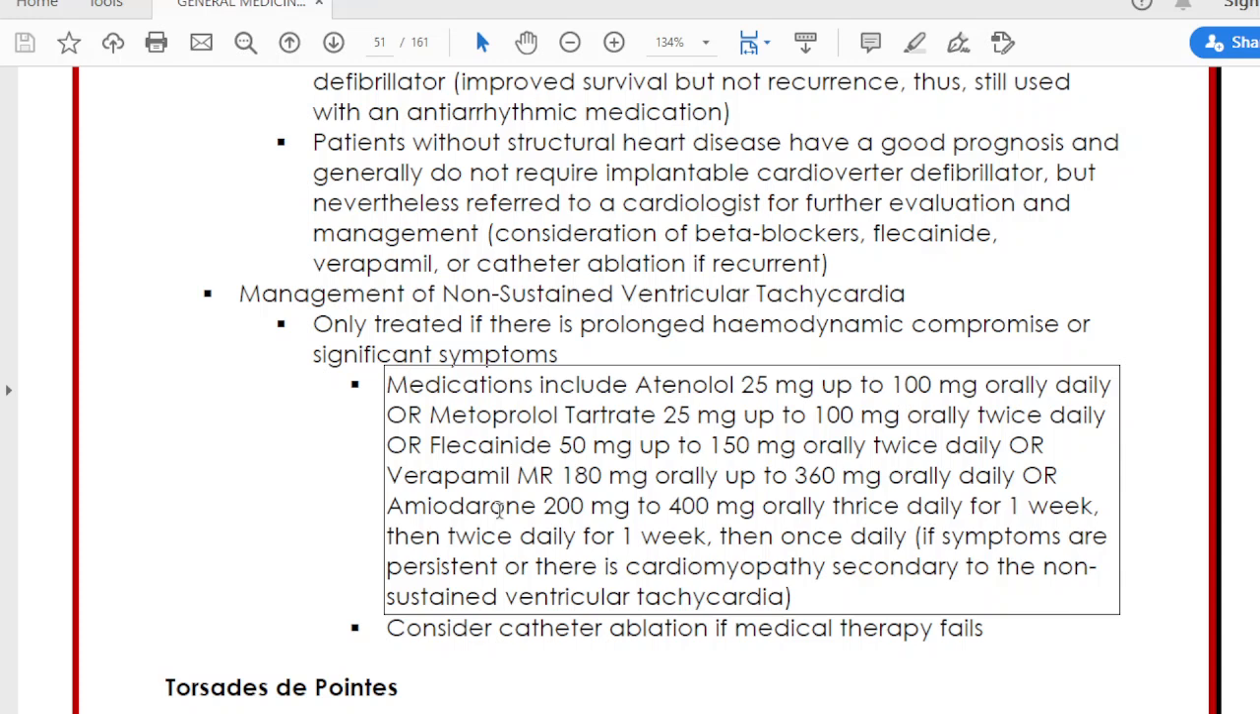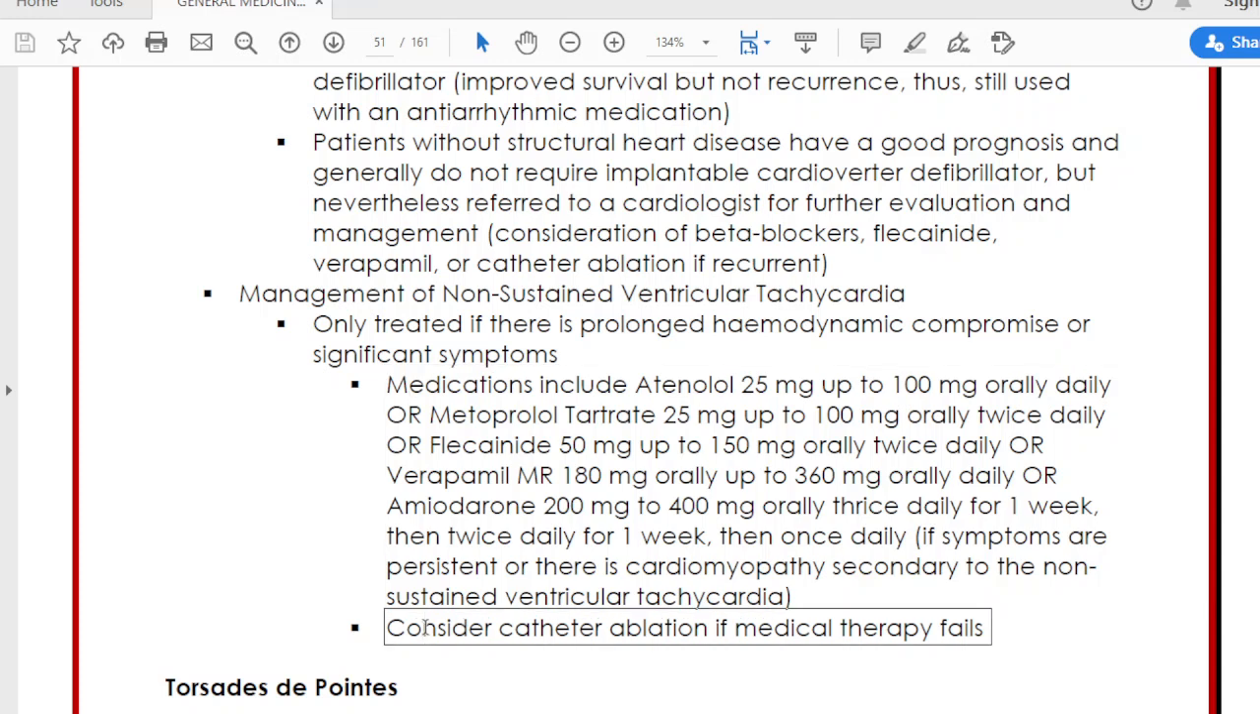up to 360 mg orally daily, or amiodarone 200 mg to 400 mg orally thrice daily for 1 week, then twice daily for 1 week, then once daily, if symptoms are persistent or there is cardiomyopathy secondary to the non-sustained ventricular tachycardia. Consider catheter ablation if medical therapy fails.